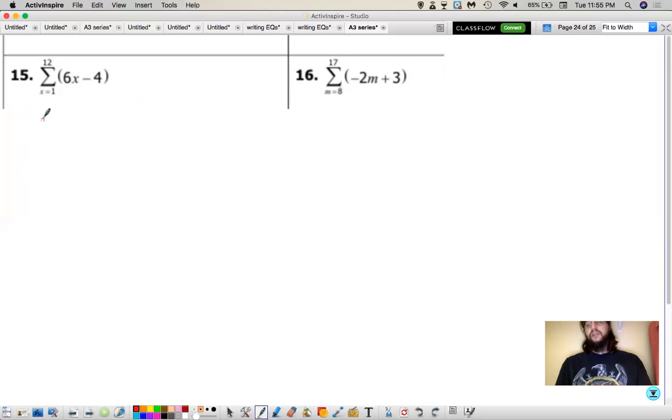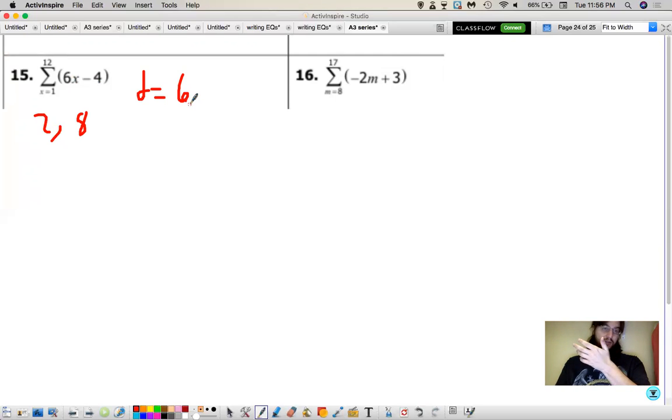Let's just do a couple terms. So 6 minus 4 is 2. And then 12 minus 4, that's 8. See, we're going up by 6s, right? That's your coefficient of x. Remember, I told you it was a linear equation. Your slope is your common difference. D is 6.